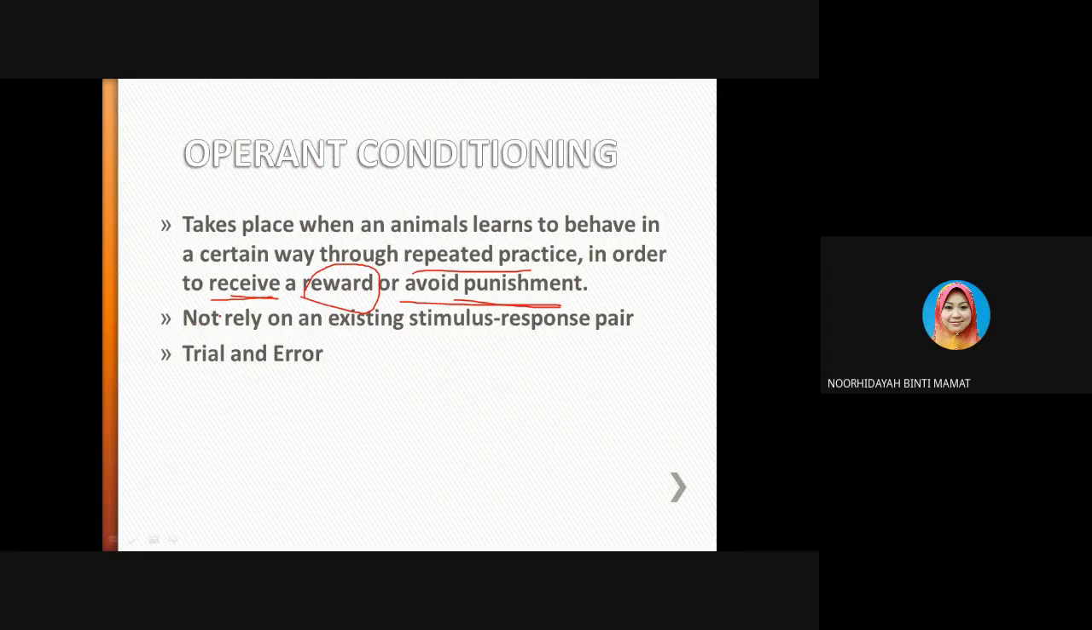And this operant conditioning does not rely on an existing stimulus-response pair. For example, trial and error, and also the second example is the Skinner box. Later on we'll go one by one through what trial and error and the Skinner box are.